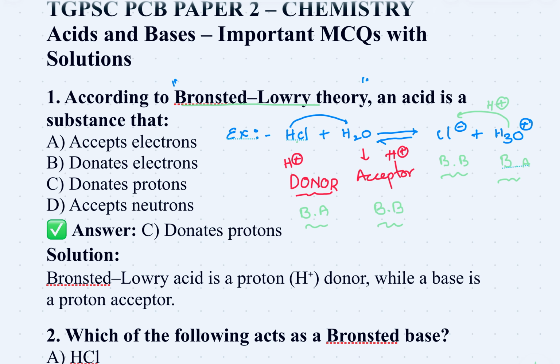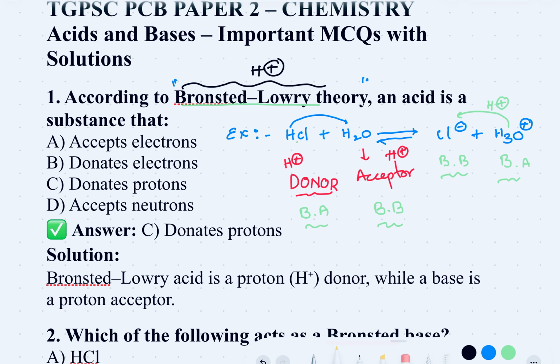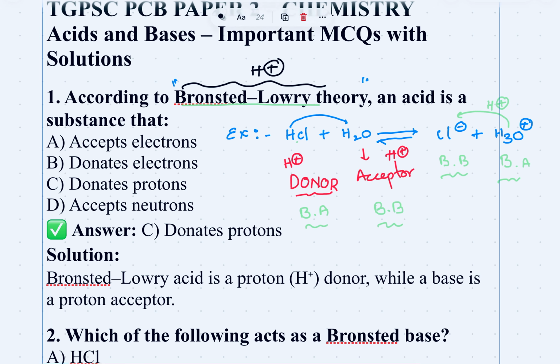So this is the major importance about Bronsted acid-base theory. Proton donor is called a Bronsted acid. Proton acceptor is called a Bronsted base. So Bronsted theory depends on the proton. Therefore, this is also called the proton theory. So now tell me, what is the acid according to Bronsted theory? That is our question.